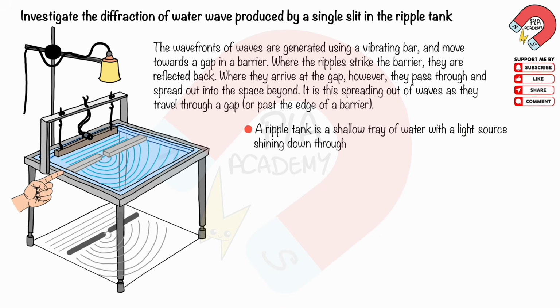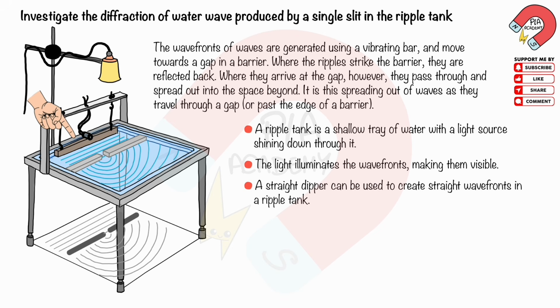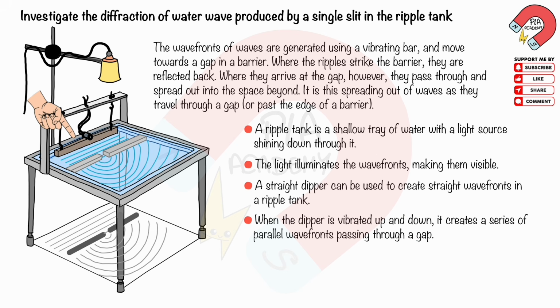A ripple tank is a shallow tray of water with a light source shining down through it. The light illuminates the wavefronts, making them visible. A straight dipper can be used to create straight wavefronts in a ripple tank. When the dipper is vibrated up and down, it creates a series of parallel wavefronts passing through a gap.